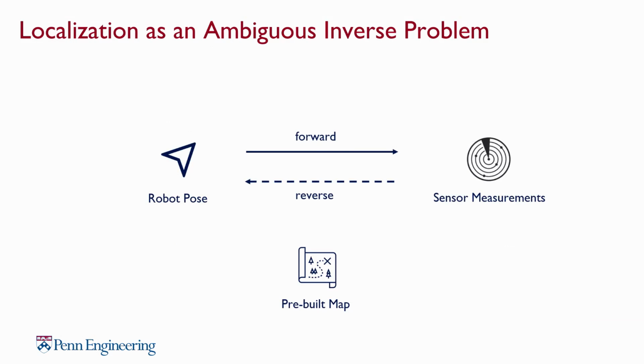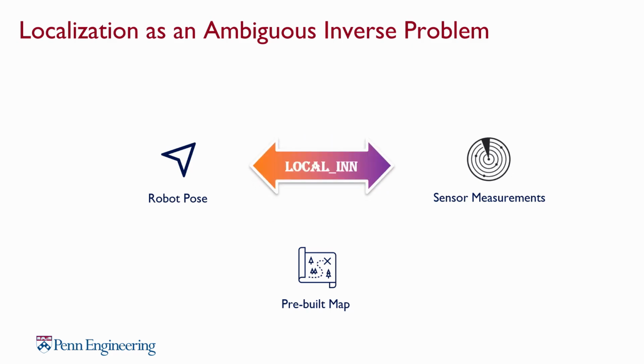The reverse process of inferring the pose from sensor measurements is ambiguous. Measurements from multiple poses can be very similar. On the other hand, invertible neural networks such as normalizing flows have been used to solve ambiguous inverse problems in various fields. We propose a new framework to solve the localization problem with invertible neural networks.